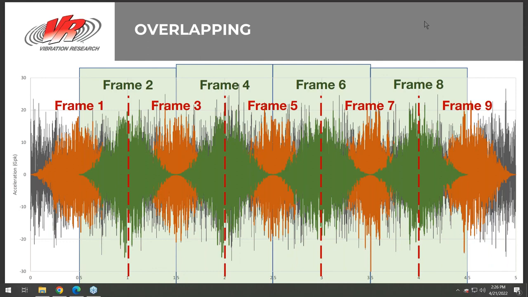A 50% overlap means that there would be 0.5 seconds between the start of each frame, and 50% of each frame would overlap with the frame before and after. This means that for the same set of data, 9 FFTs would be generated, and those 9 FFTs would be averaged together to generate the PSD.